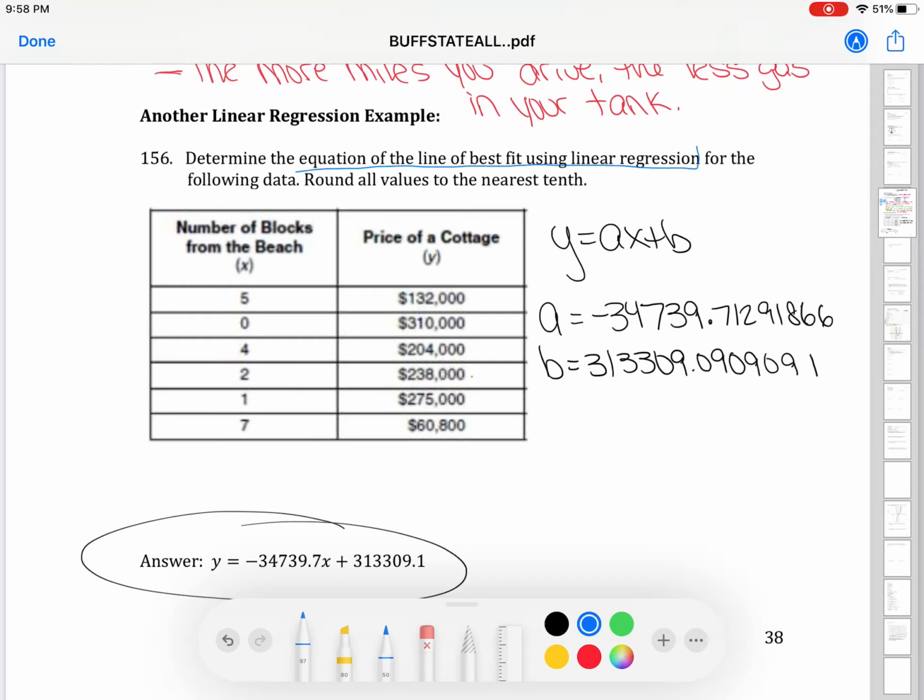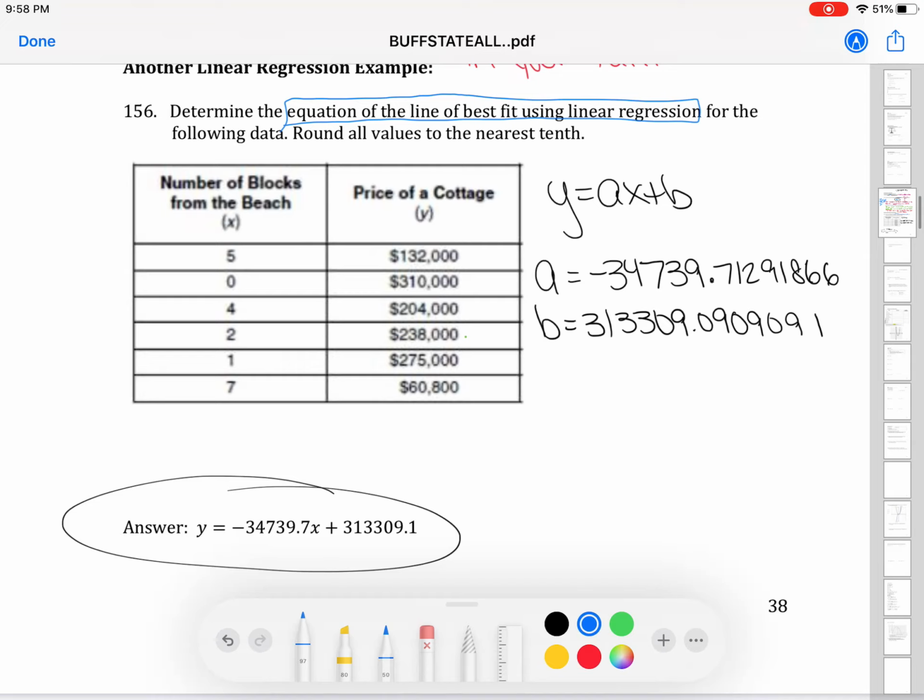Okay, now going back to the directions. It says determine the equation of the line of best fit using linear regression for the following data. Round all values to the nearest tenth. This one's not asking about the correlation coefficient at all, so we don't need the R value for this one. You're only going to use R if it's asking you specifically for your correlation coefficient. For this, where it's asking for the line of best fit, I'm going to use that y equals ax plus b. And then finish out step 5, which says to round and substitute those values in.